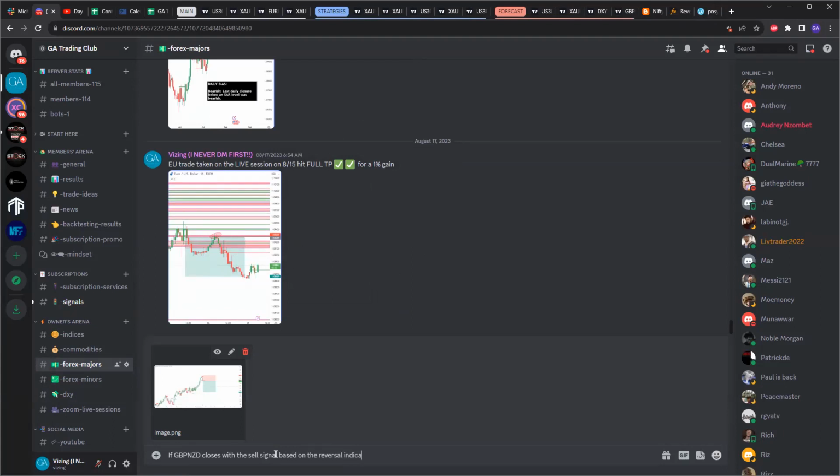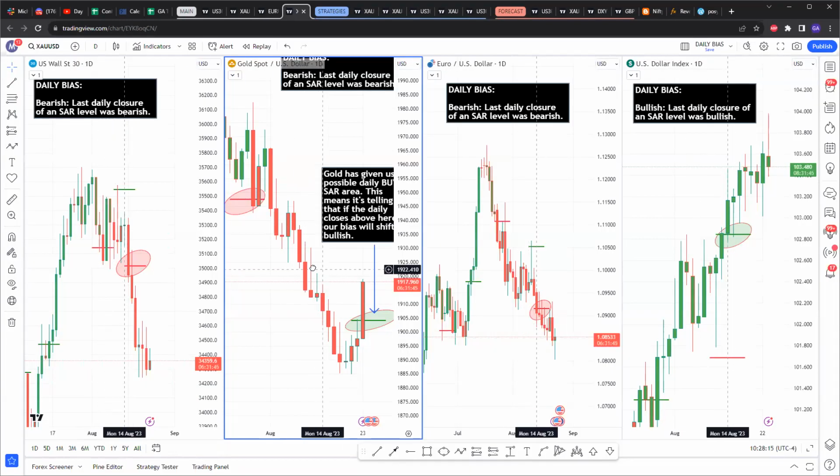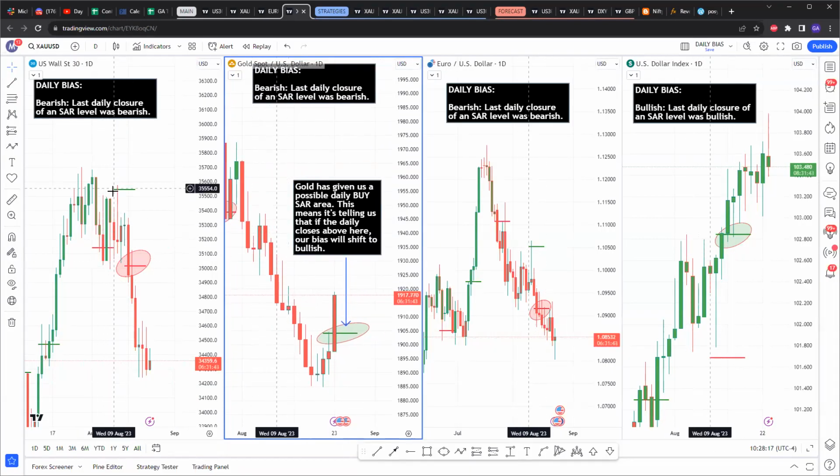US30 is pumping down. That's good. Now, keep in mind, gold can definitely fall from here. So this is the reason for having the daily bias. See what happened here, right? Gold can do the same thing. That was just a by the way.